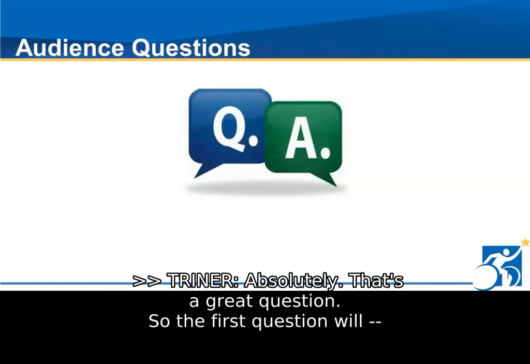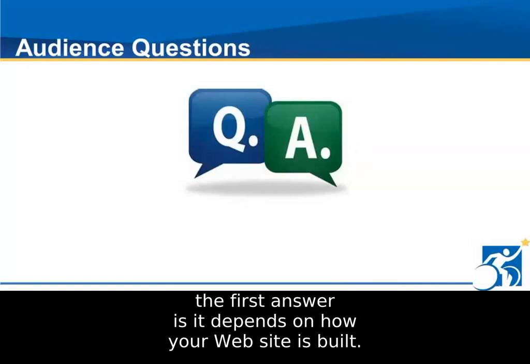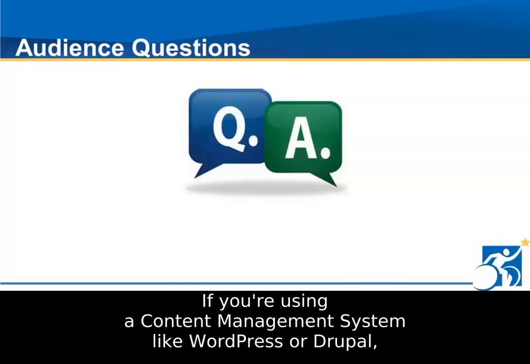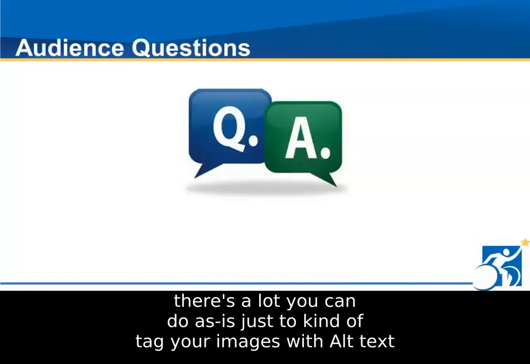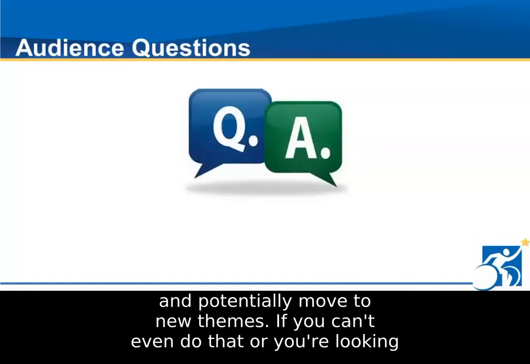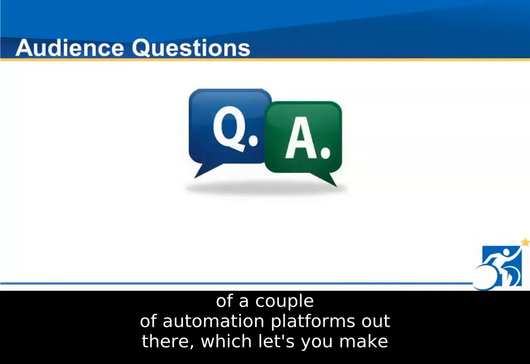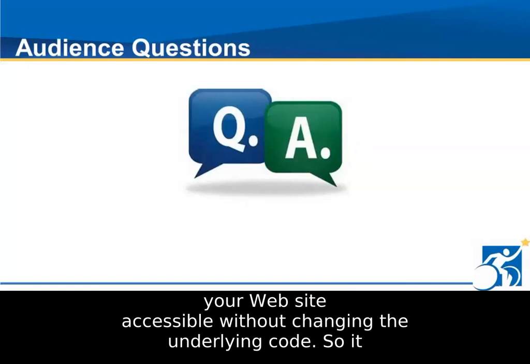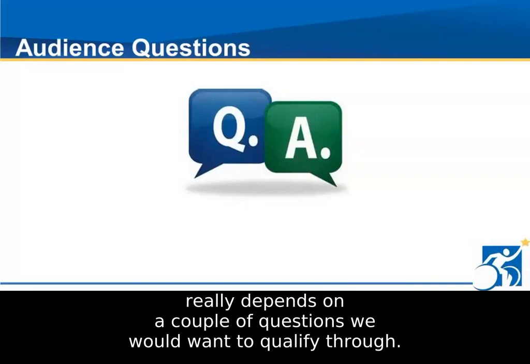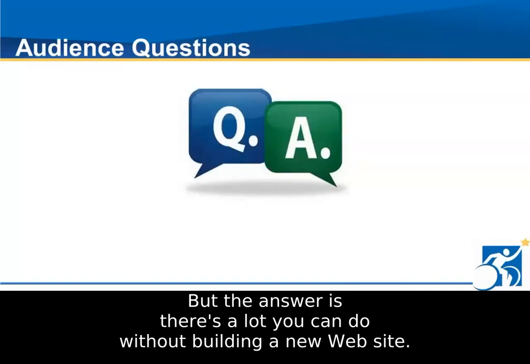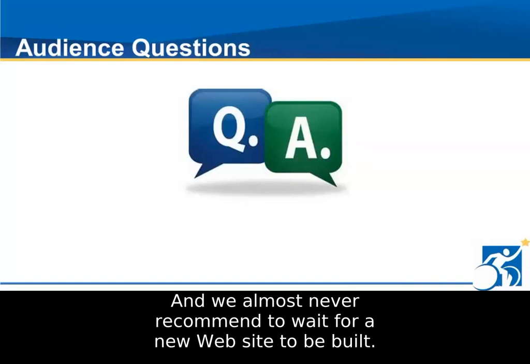Absolutely. It's a great question. So the first answer is it depends on how your website is built. If you're using a content management system like WordPress or Drupal, there's a lot you can do as is, just to tag your images with alt text and potentially move to new themes. If you can't even do that, or you're looking for more of a managed automation platform, UserWay and Remediate are a great example of a couple of automation platforms out there which lets you make your website accessible without changing the underlying code. So it really depends on a couple of questions we would want to qualify through, but the answer is there's a lot you can do without building a new website, and we almost never recommend to wait for a new website to be built.